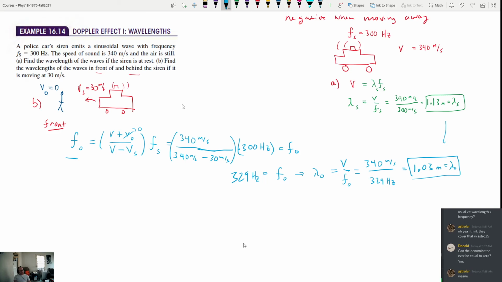Should it be bigger? No, smaller. It should be smaller. Yeah, that's right. This is 329, this is 300. Never mind. All right, that's the observed frequency when the car is going towards the observer. Any questions about that?